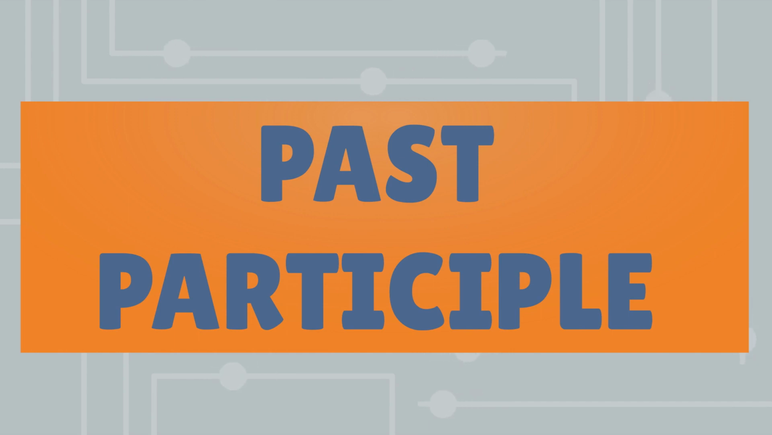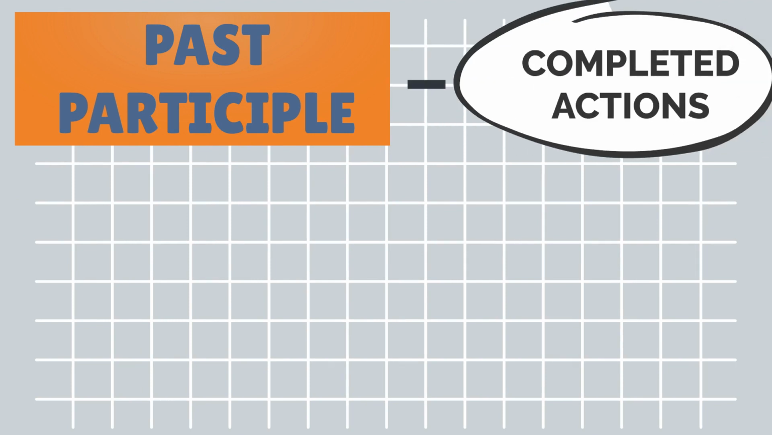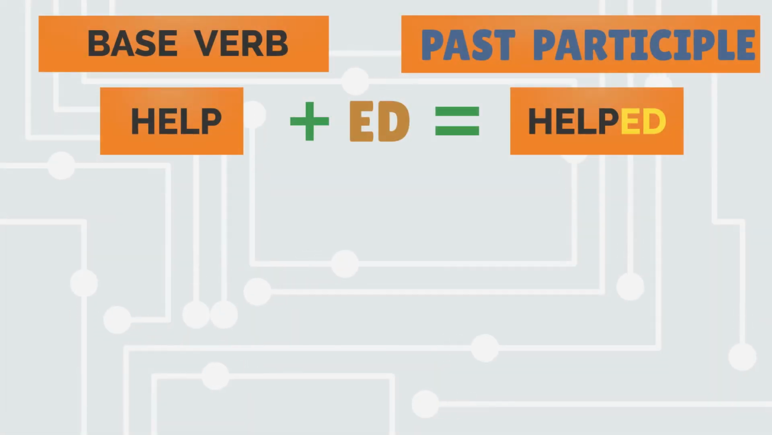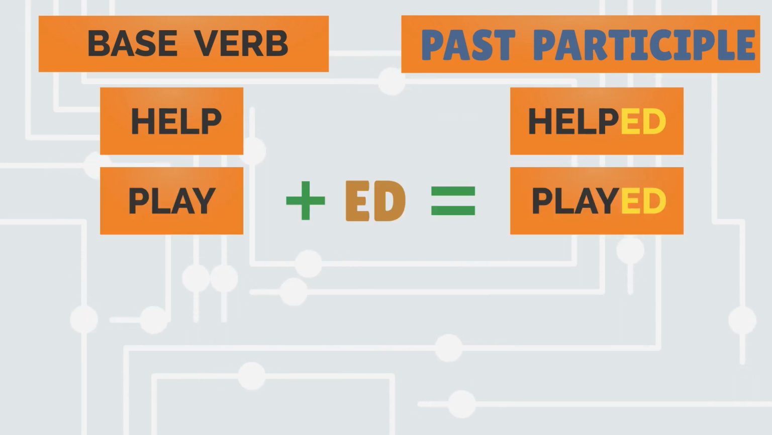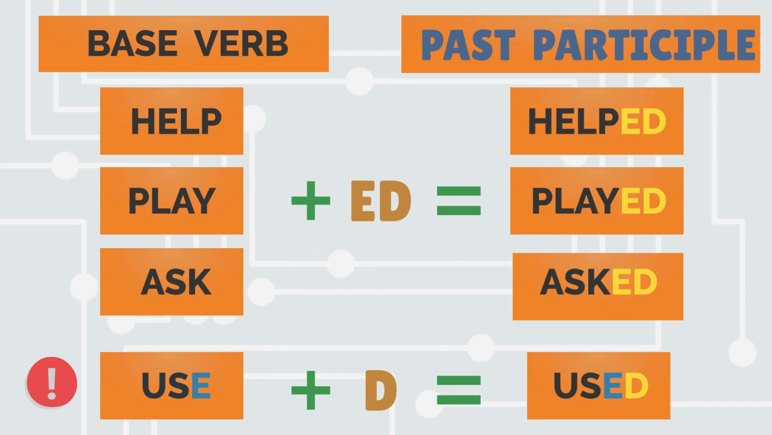Past participle. The past participle is the verb form that expresses completed actions. To form a verb in the past participle, we usually add ed to the base verb. Help, helped. Play, played. Ask, asked. Use, used.